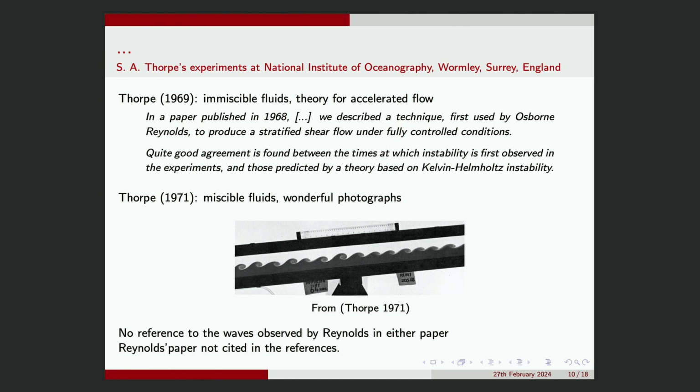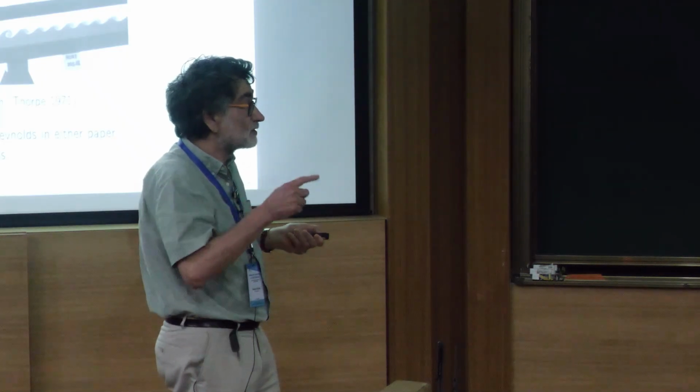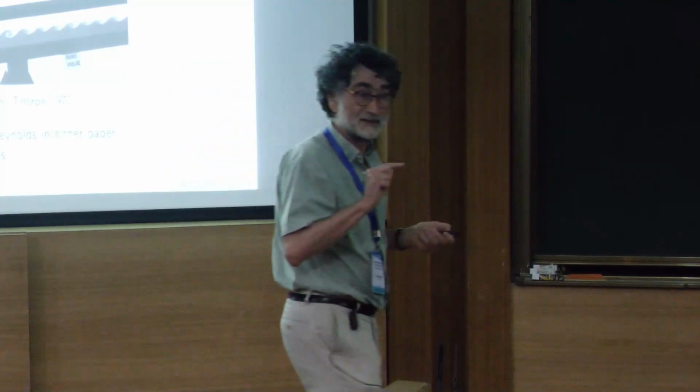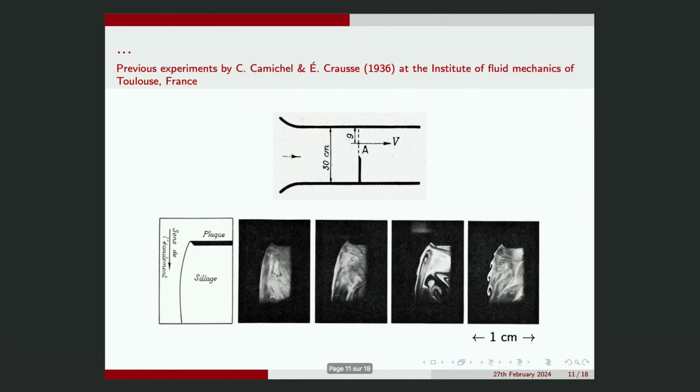But curiously, Thorpe made no reference to the waves observed by Reynolds in either paper, and even the Reynolds paper is not cited in the references. But that was in 1970. But in fact, very nice photographs of this instability were shown in the years 1930.